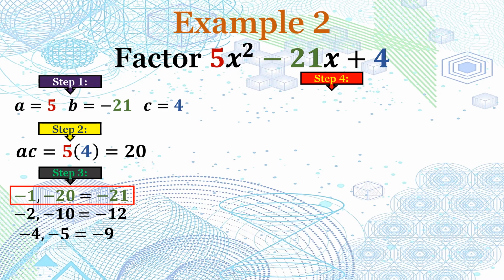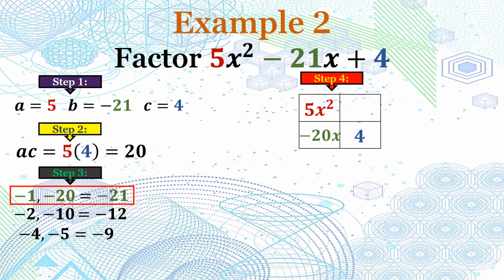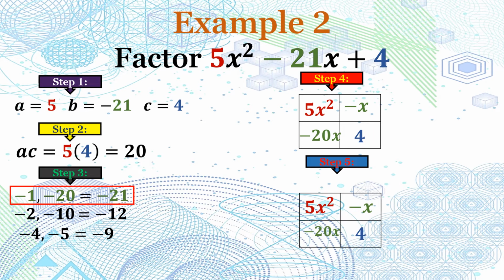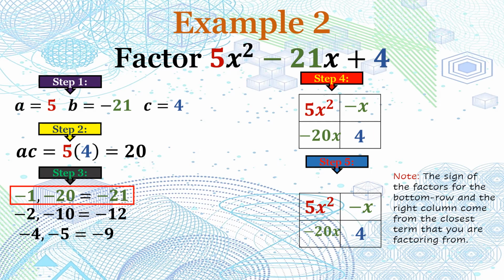Then let's draw a 2 by 2 grid, putting the first term in the upper left-hand corner, the last term in the lower right-hand corner, and the factors of AC that add up to B in the diagonal corner. So we have negative 20x and x. And then the last step is to factor the rows and columns. But take note that the sign of the factors for the bottom row and the right column come from the closest term that you are factoring from.